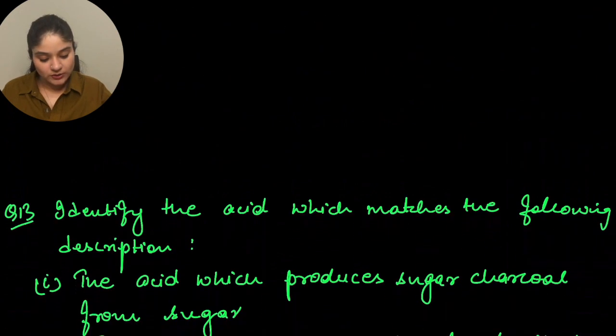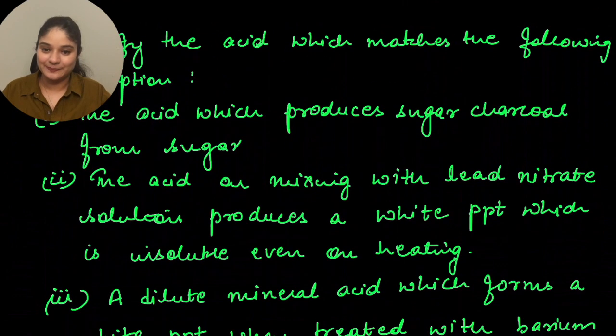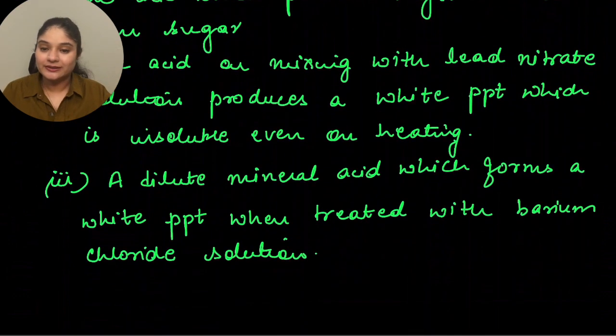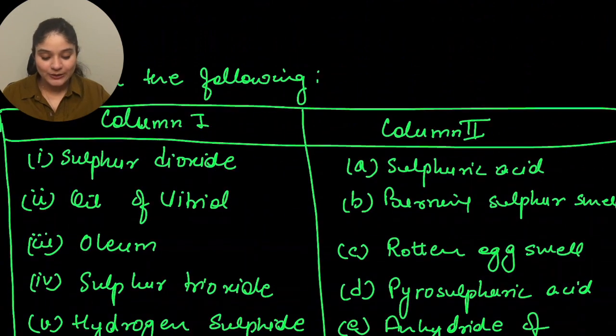Let's move to the next question. Identify the acid which matches the following description. The acid which produces carbon from sugar crystals is concentrated sulfuric acid. The acid on mixing with lead nitrate solution produces a white PPT which is insoluble even on heating is dilute sulfuric acid. The third is dilute mineral acid which forms a white PPT when treated with barium chloride solution is dilute sulfuric acid. Let's move ahead to the next question.